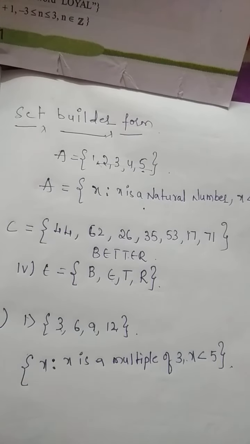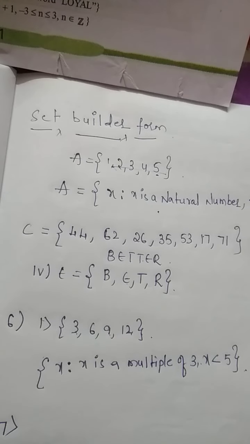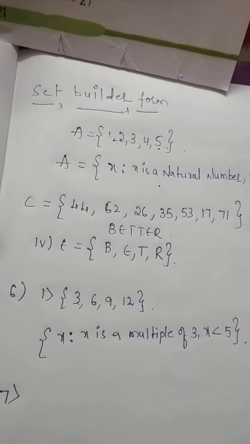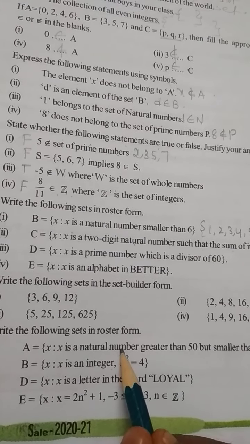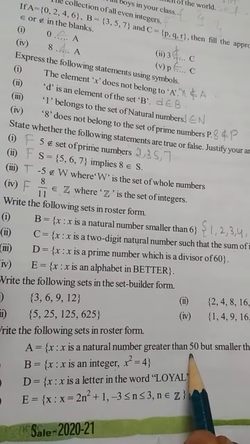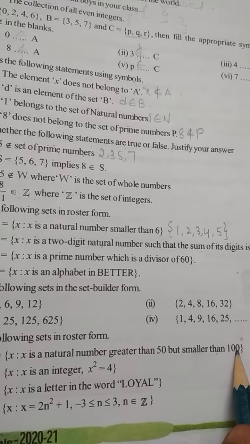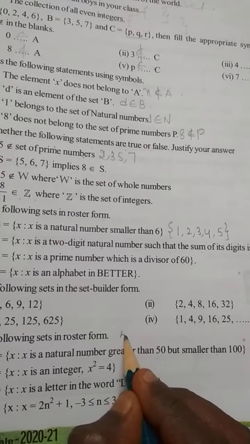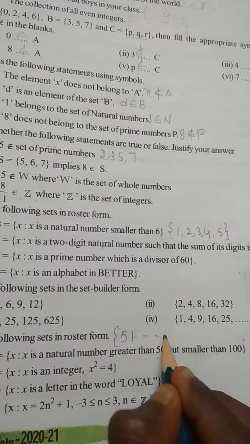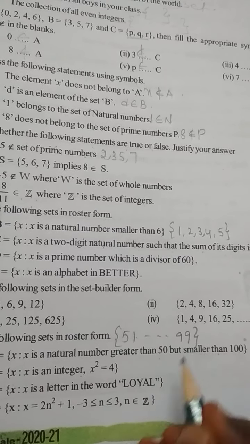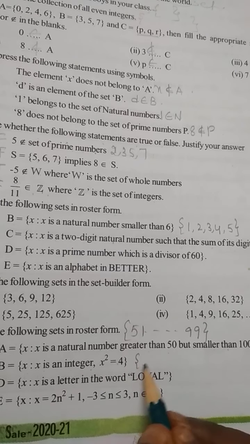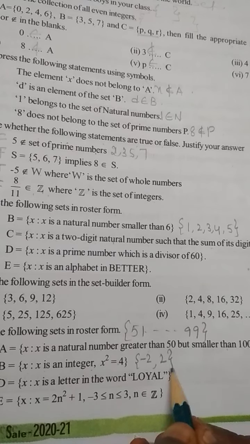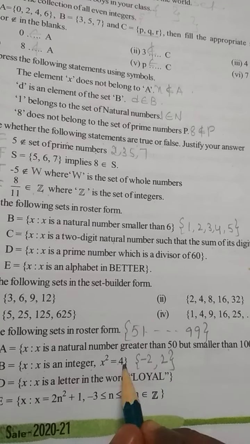Okay, next, 7th. Write the following sets in roster form. x is such that x is a natural number greater than 50 but smaller than 100. So from 51 to 99 you have to write. x is such that x is an integer, x square is equal to 4. What will you get? Minus 2, plus 2. Minus 2 square is 4, plus 2 square is 4.